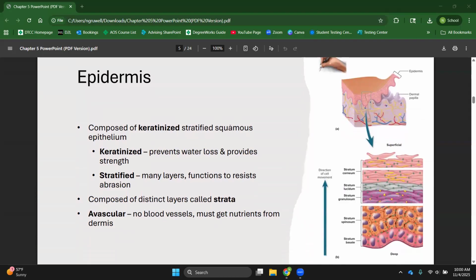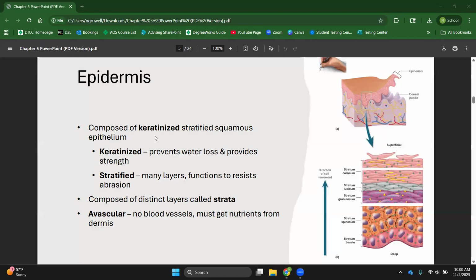So if you said stratified squamous epithelium for how you would name those many layers of flat cells, good job. And these stratified squamous epithelium have a special characteristic that we refer to as keratinized. So some of you may have heard of keratin. It's really a protein that provides some additional strength.